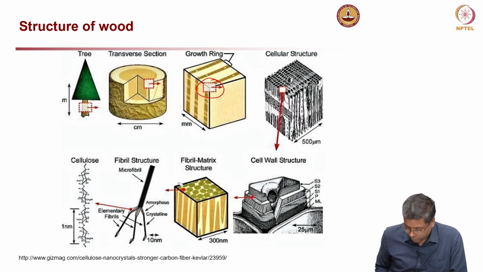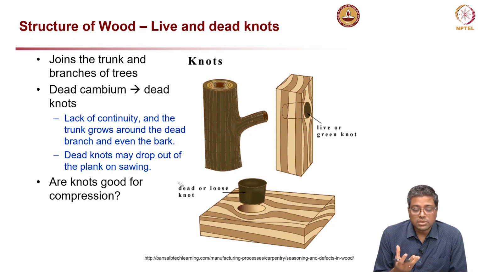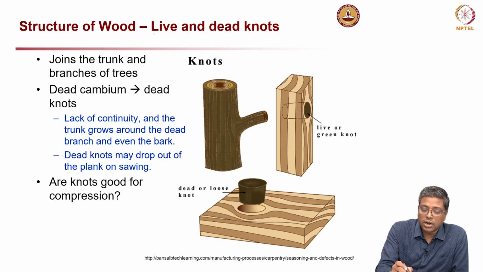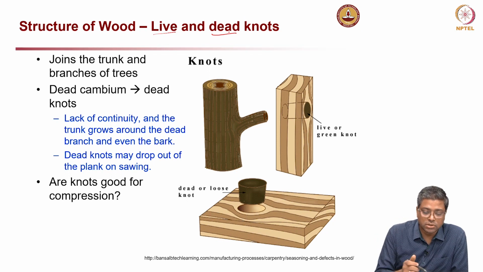Now, also when you look at the physical structure, there is something you might have already seen on wood, called knots. And there are live knots and dead knots. How do they function, what is their role, and how do they influence the properties of the wood?